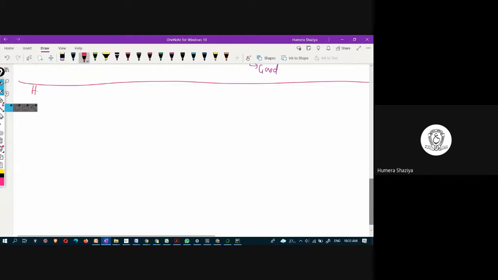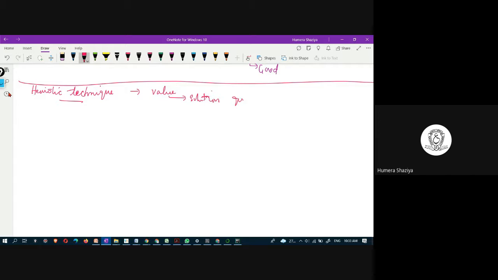Heuristic method, or heuristic technique, employs or leverages an estimate or a guess, a value. This value mostly takes you a step closer to the solution in every step, and you don't have to explore all the options. It takes you to the solution quickly, a value that takes you to the solution quickly.